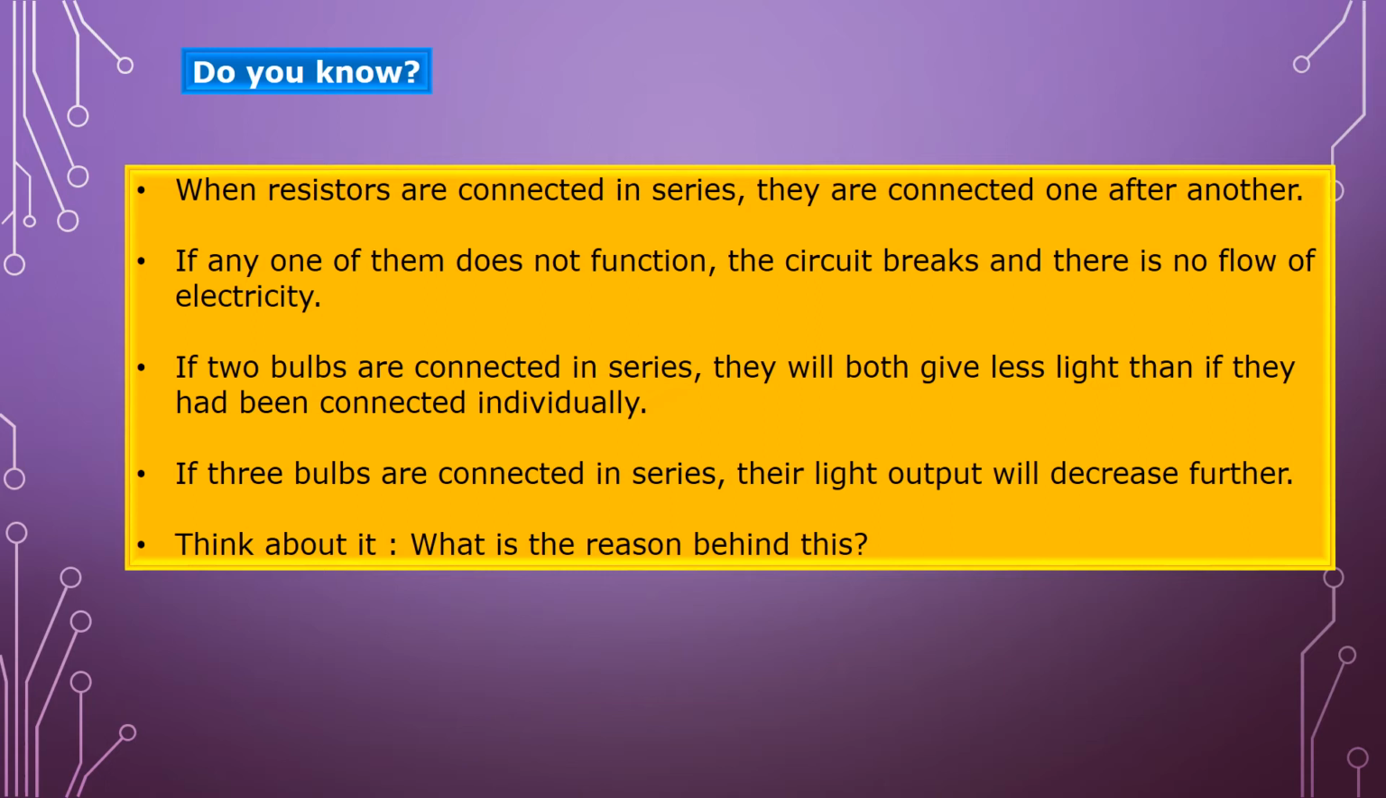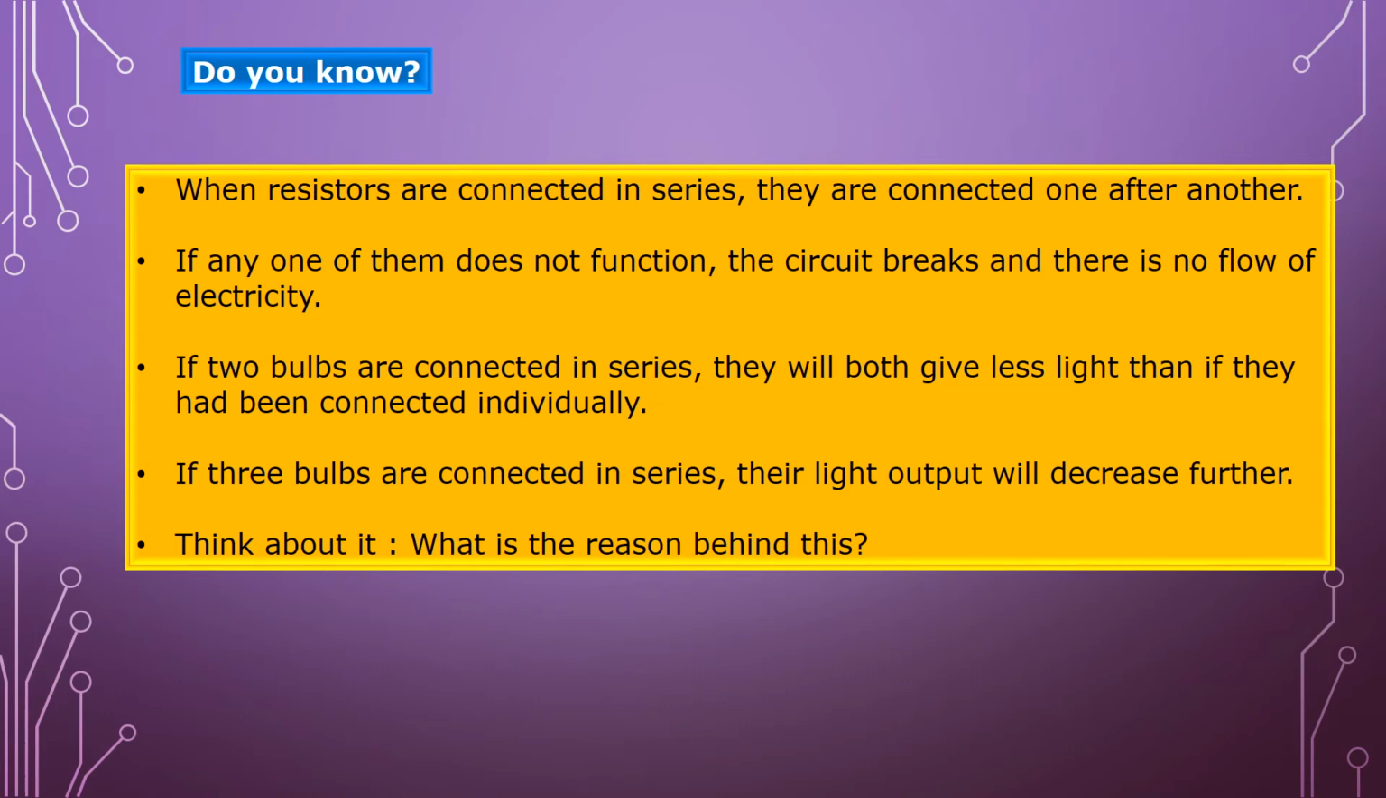If three bulbs are connected in series, their light output will decrease further. Now think about it. What is the reason behind this? When two bulbs are connected in series, we get less light, but when we connect three bulbs in series, we get even less light than before. Because when we connect bulbs in series, the electric current passes through all the bulbs and the voltage is divided among them. Due to that we get less light from two bulbs, and when we use three bulbs, it divides even more, so we get less light from the three bulbs.